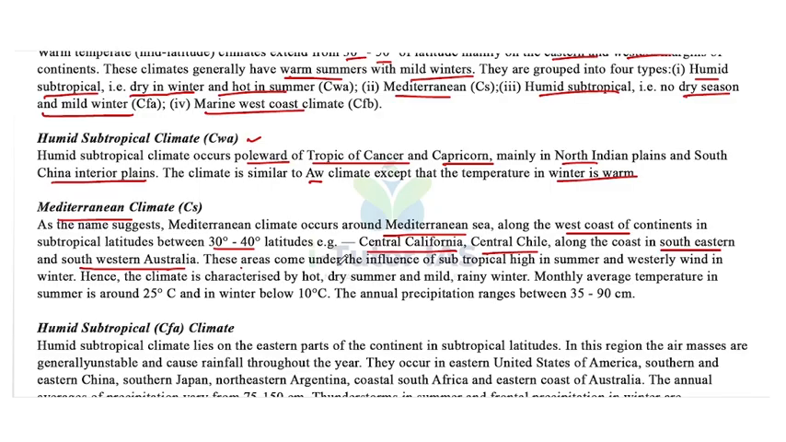These areas come under the influence of subtropical high in summer and westerly winds in winter. Hence, the climate is characterized by hot, dry summer, and a mild rainy winter. Monthly average temperature in summer is around 25 degrees Celsius and in winter below 10 degrees Celsius. The annual precipitation ranges between 35 to 90 centimeter. So that's about the Mediterranean climate.